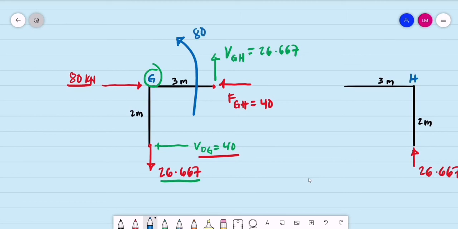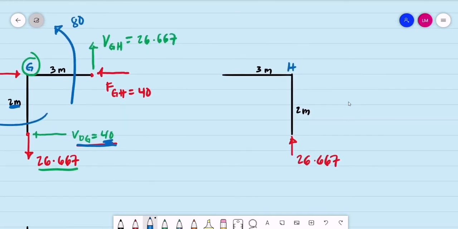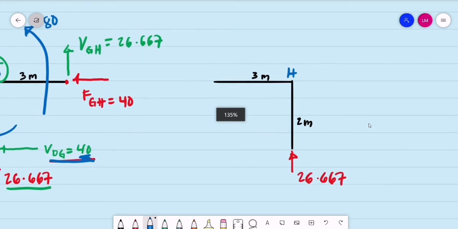80 kilonewton meter. So as a checking, what about the shear force for column DG? That is 40 kilonewtons multiplied by 2 meters. Obviously, this is the same as 80 kilonewton meter for equilibrium. Okay, that is for joint G. Now we proceed to joint H.